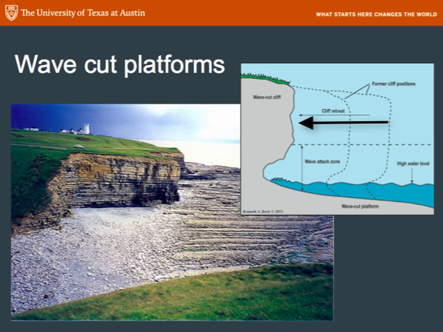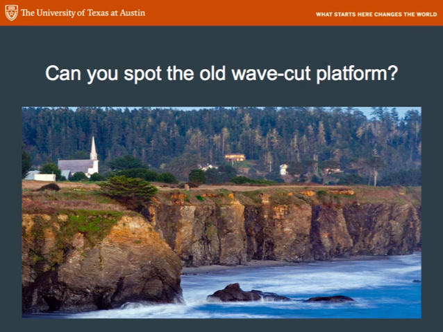The place where the tide washes every day is called a wave-cut platform, and sometimes that's just a beach, a nice flat beach, but sometimes there's rock down there too, as in this case, where the rock itself is being eroded. Can you see the old wave-cut platform in this picture? Sure, the church is sitting right on top of it. It's called a terrace, remember?